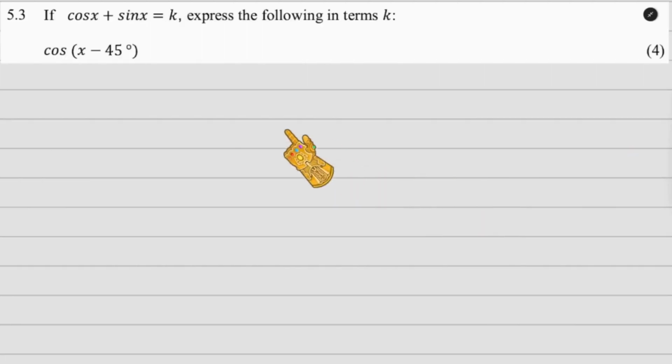In question 5.3, we've been given this trig expression is equal to k, and we need to express this in terms of k. Now, our smaller compound angle over here, your trigger to see it is if you see a binomial, that is the angle, and you can't simplify it further. So let's grab our compound angles.